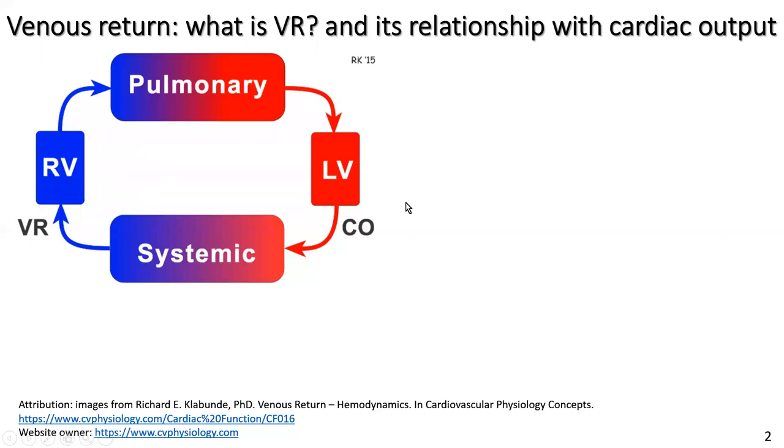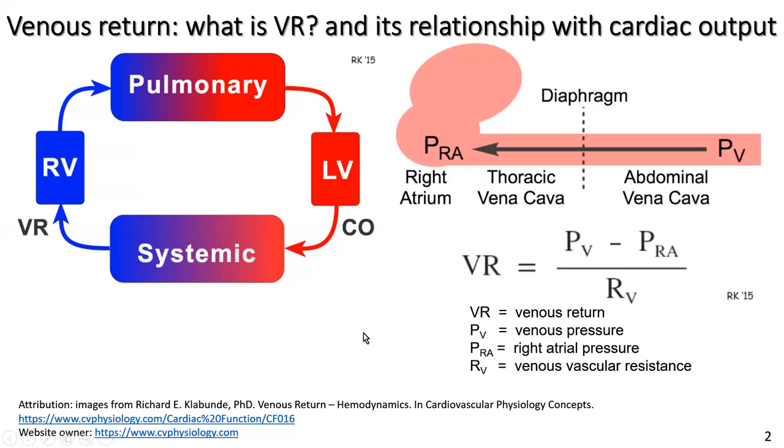And this completes a closed loop between the pulmonary and the systemic circulations, with cardiac output defining the systemic circulation in series with venous return, so that the pulmonary and systemic circulations are in series.